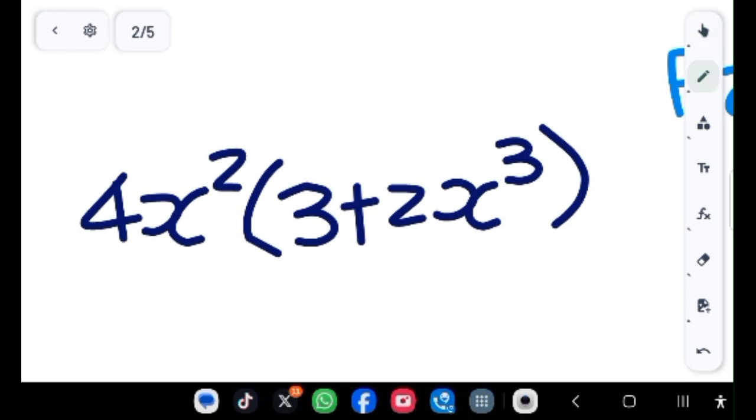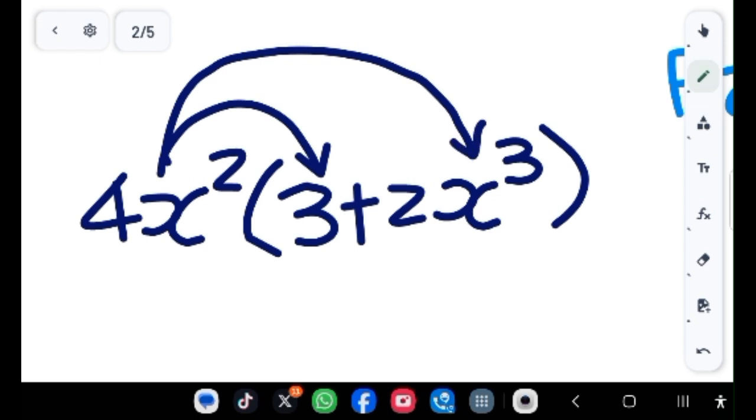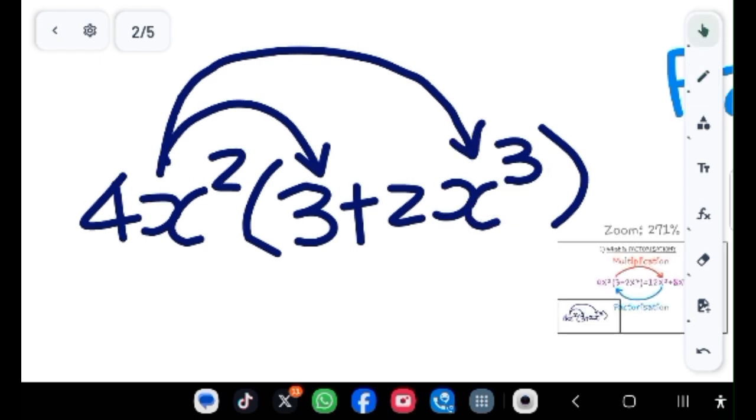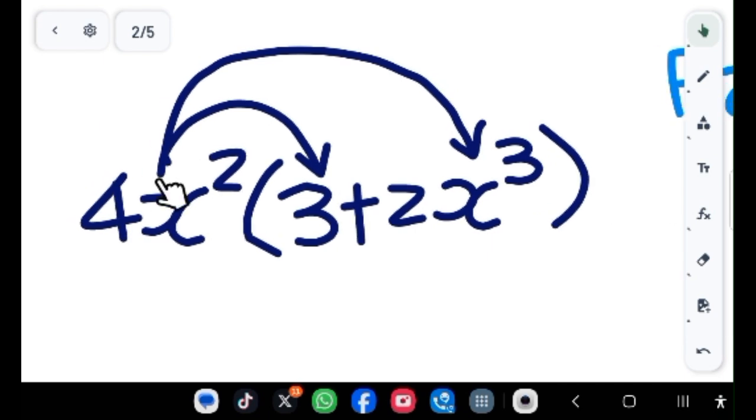So step number 1, you multiply the monomial on the outside by the first term of the binomial inside the bracket. And number 2, you multiply the same monomial outside by the second term of the binomial inside the bracket. Now, if you had more terms in this bracket, you would do the same thing. Multiply the monomial outside by each one of the terms inside the bracket. So now, here is the process of multiplication.